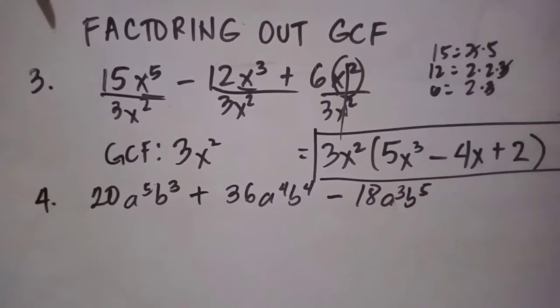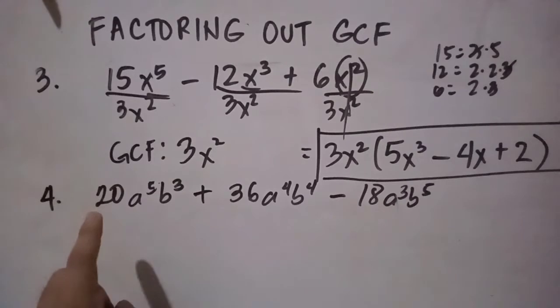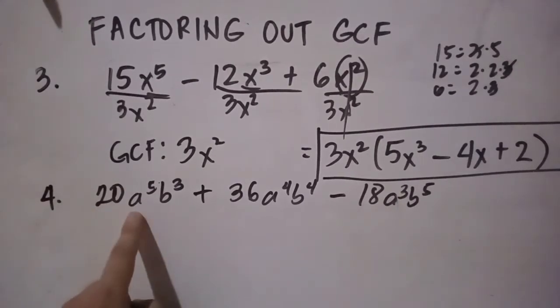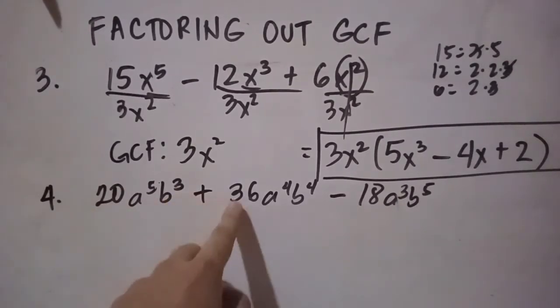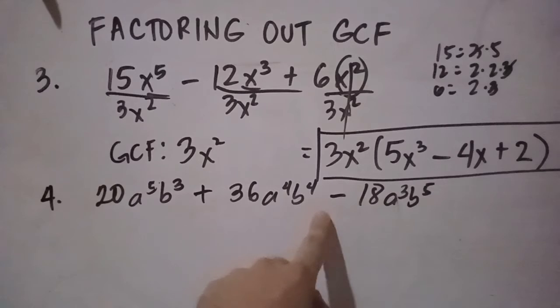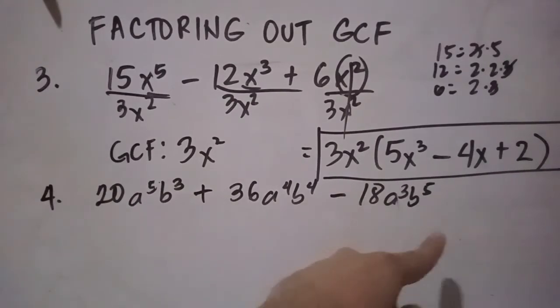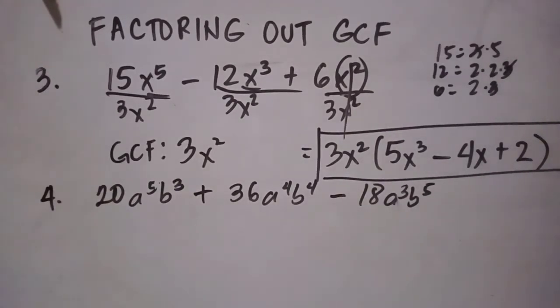So, yan po. And then, sa number 4 naman, 20a to the 5th power b cubed plus 36a to the 4th b to the 4th minus 18a cubed b to the 5th power. So, mahaba-haba to, no?